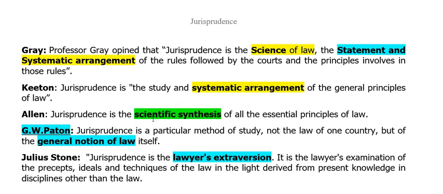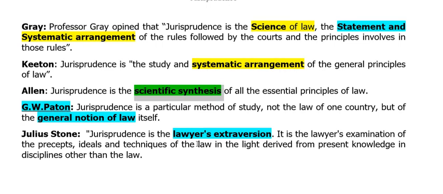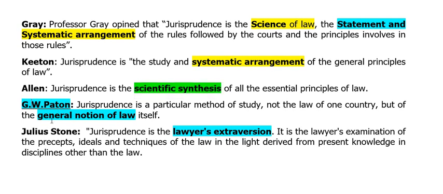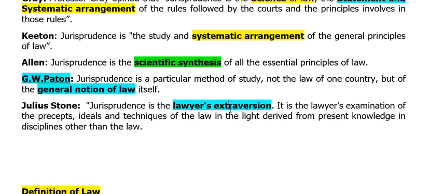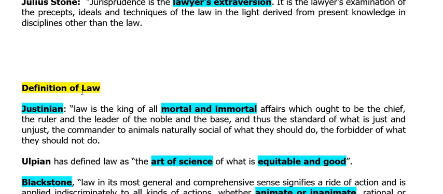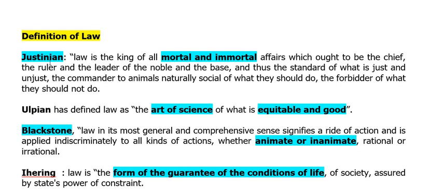Then Allen's definition is there. He has used the term scientific synthesis. In G.W. Paton's definition, the words general notion of law will come. In Julius Stone's definition, lawyer's extraversion will be there. Now the definition of law: Justinian's definition can be identified by the words moral, mortal and immortal.